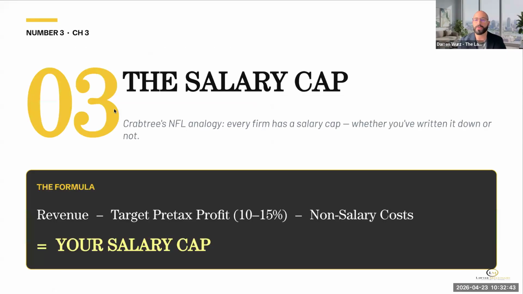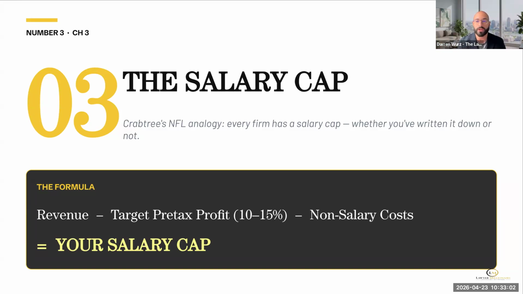Okay, let's go to salary cap, which is number three. So this is kind of interesting. What's going on with this theme of hiring? Salary cap is an interesting way to start to think about this as you grow, because there's a lot of confusion around hiring. So number three is the salary cap.